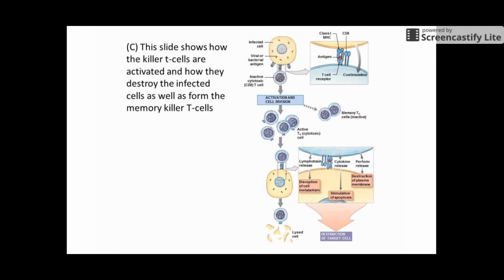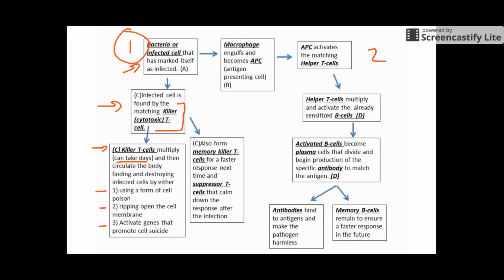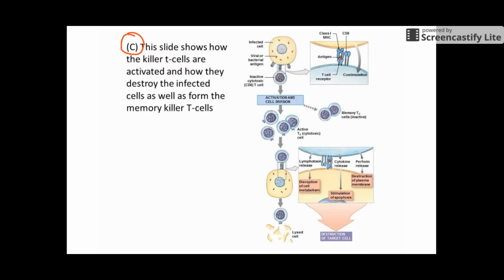So for the killer T cells, this is actually the slide that was important here. And I tried to mark them, like C, so you can kind of go back to this flow chart and be able to see, all right, so this C and C and C all corresponds to this slide. So this would be your visuals for that.